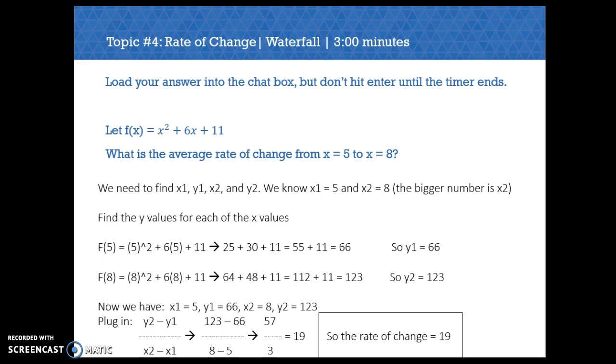So now we have all 4 of the values we need. We have x1 equals 5, y1 equals 66, x2 equals 8, and y2 equals 123. Then our final step is to plug those into our formula. Remember, it's the same as the slope formula, y2 minus y1 over x2 minus x1, or rise over run. So we plug in 123 minus 66 over 8 minus 5, which reduces down to 57 over 3, which is 19. Don't forget, you can use your calculators for these, okay? I don't expect you to do them in your head. Use your calculator if you need to. So 19 is the rate of change.